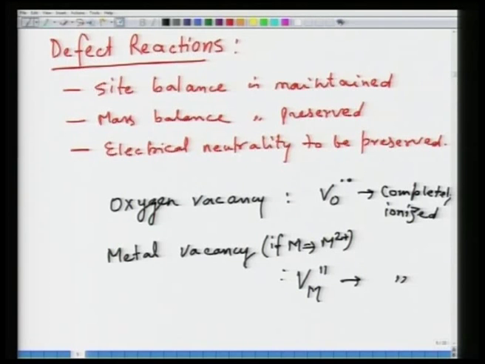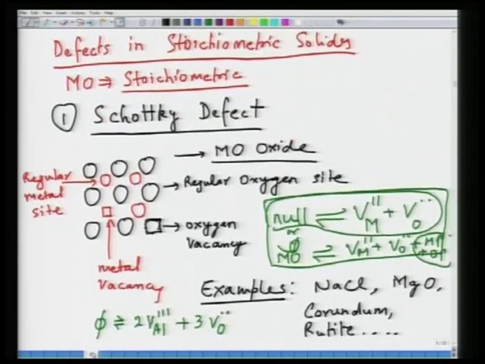In this case, since we are treating oxides as the main materials in this defect chemistry module, we will treat oxygen vacancy as V_O double dot, assuming that it is completely ionized, and a metal vacancy, if the metal was M2+, as V_M double dash if it was completely ionized. If the valence of the metal is different, then it would be V_M single dash or triple dash or four dashes, depending on the valence of the material.